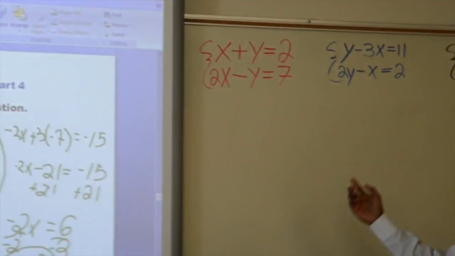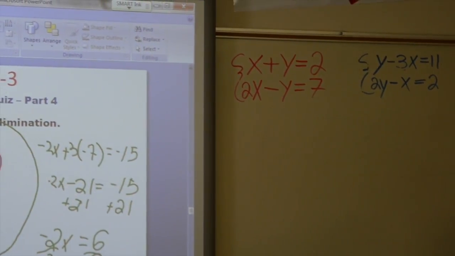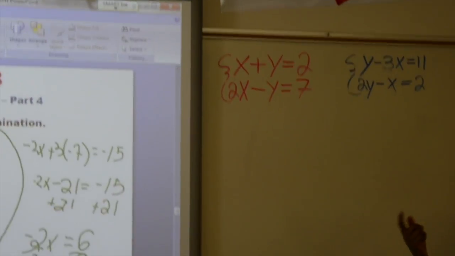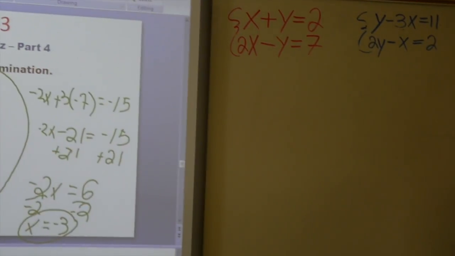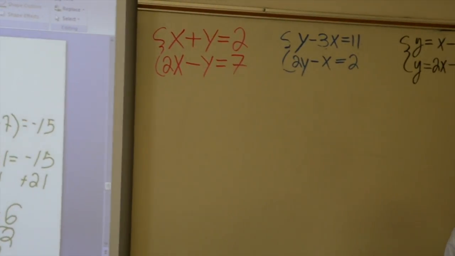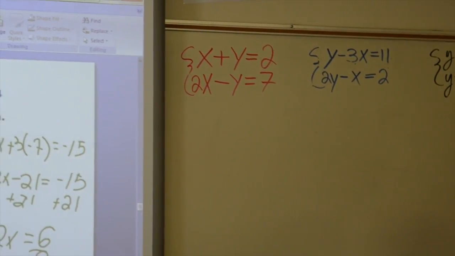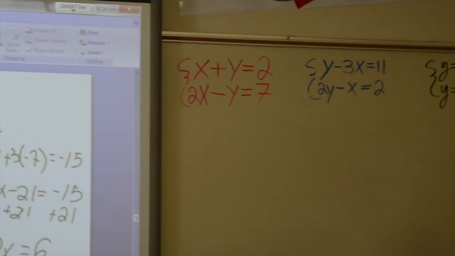Why do you want to do it with elimination? You're trying to make her believe why she would do it your way. Okay, go ahead. Because for y, there's a plus sign and a minus sign, so it can easily cancel.